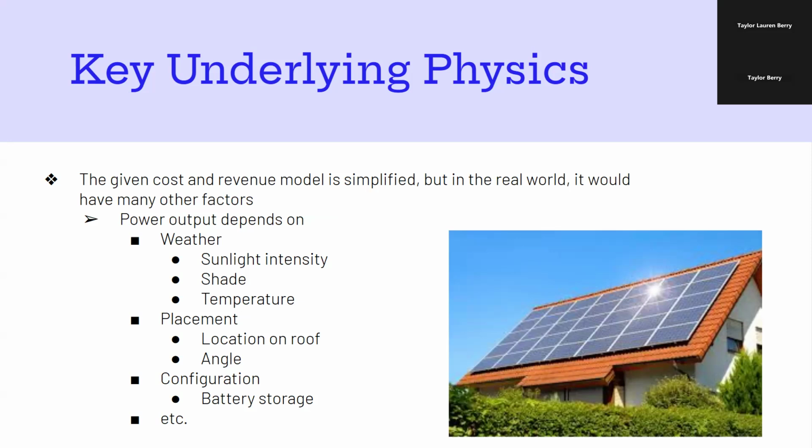Another thing to consider is the fact that this model is assuming that every single day the power output is going to be the same. Obviously this would vary on a day-to-day basis in real life. So yeah.